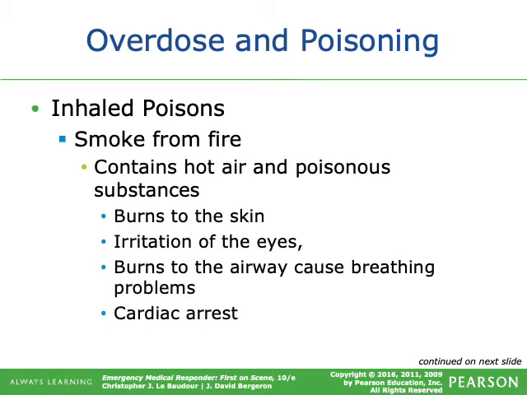You may also see inhaled poisons coming from smoke from a fire. The smoke is going to contain hot air and poisonous substances. It can cause burns to the skin, irritation of the eyes, burns to the airway, which can cause breathing problems. Worst case scenario causes cardiac arrest.